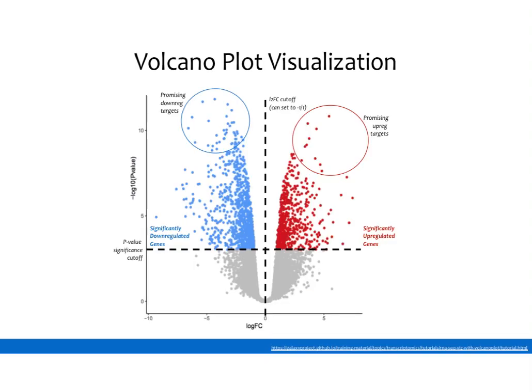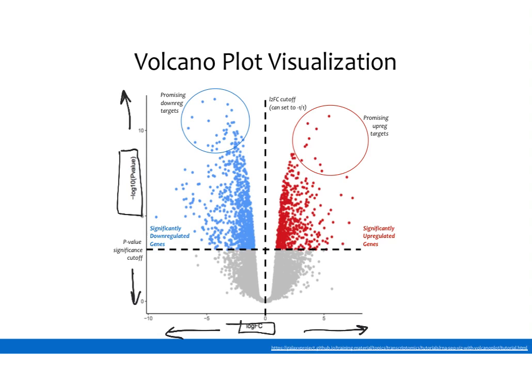The other way to look at the gene changes is to look at a volcano plot visualization. So this plot is going to look at p-values on the y-axis. This is going to be the log 10 of the p-value, and it's going to look at the log 2 fold change on the x-axis. So this is going to be upregulated genes, and this is going to be downregulated genes. This is going to be less significant and more significant.